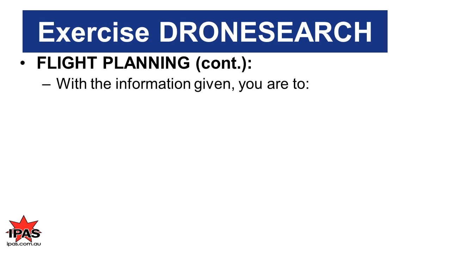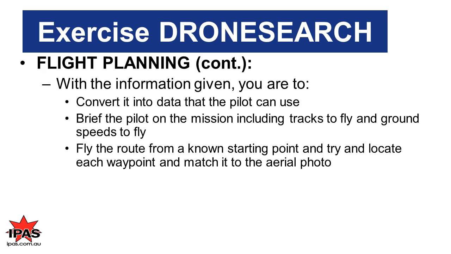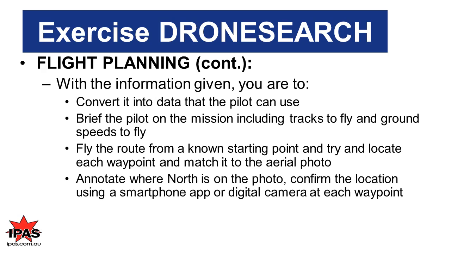So with the information given, this is what you need to do. Convert that information into data that the pilot can use. Brief the pilot on the mission, including the tracks that he or she has to fly and the ground speeds that he or she has to fly. Then fly the route from a known starting point and try and locate each waypoint on the ground and match it to the aerial photo that we will be giving you.